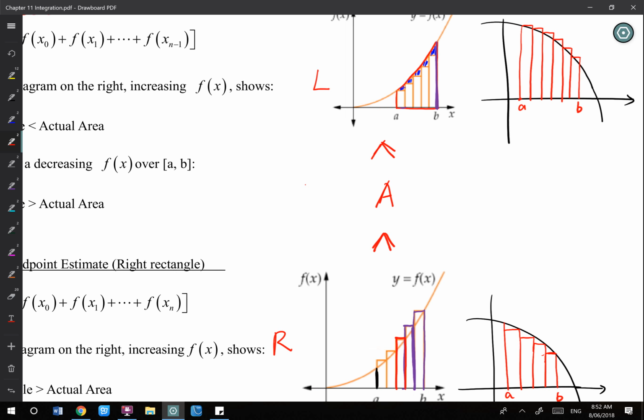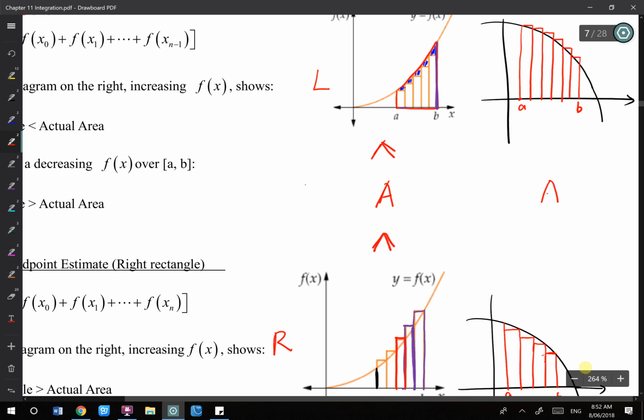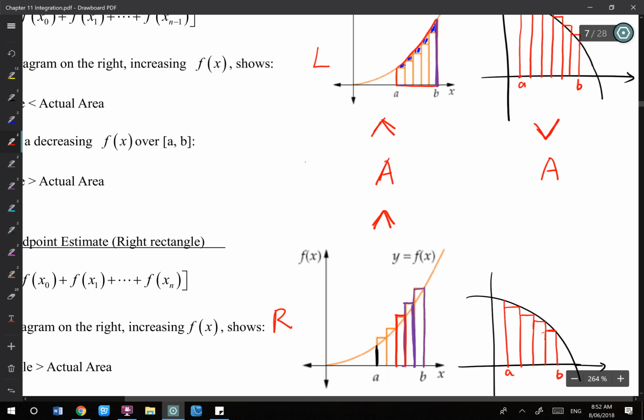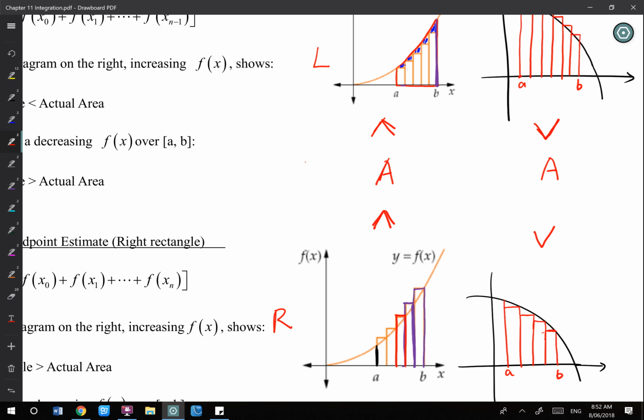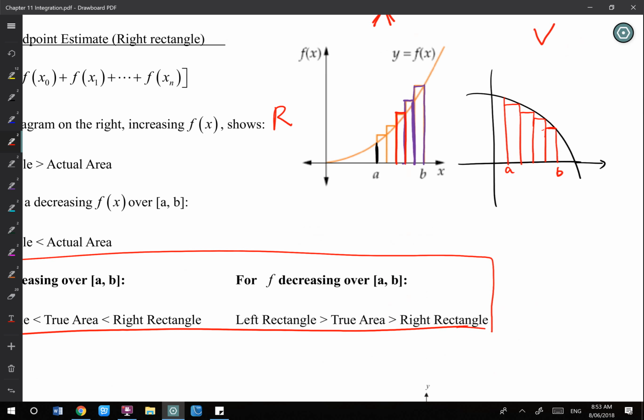But let's have a look at the decreasing function. The actual area is here. For a decreasing function, the actual area is smaller than the left-hand side approximation and is larger than the right-hand side approximation. That's how we can see the relationship. Well, you don't need to really memorize it, it's too hard to memorize. You can just sketch a diagram and draw the left-hand side approximation and right-hand side approximation to see what you should get.